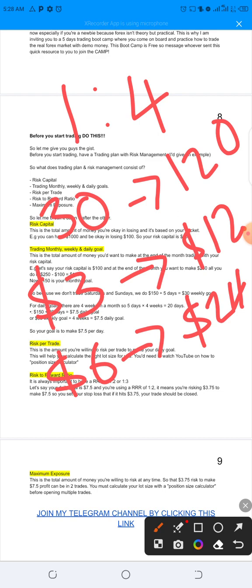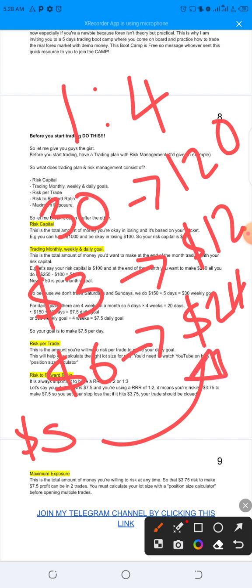So on days that you lose money, let's say you lost $5 the next day, you will not even feel that you've lost $5 because you passed your daily goal one day. So all those losses will come from the extra money that you made the previous day.